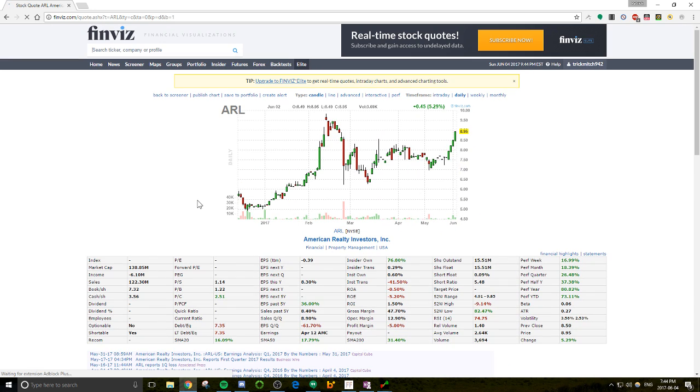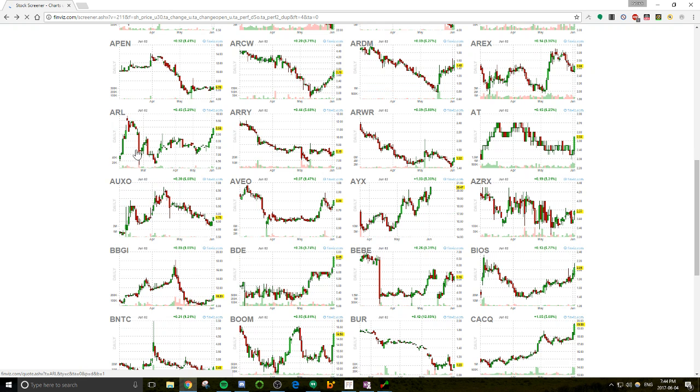ARL is interesting. Way too low a volume. You see how it has a volume of 3,000 shares. Although it's a nice looking chart, that's way too low.